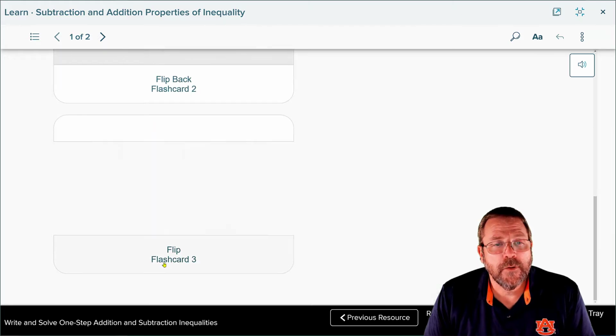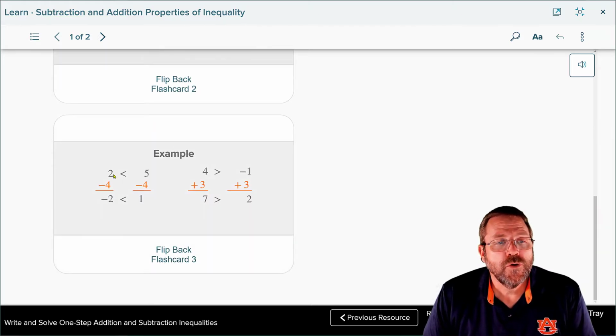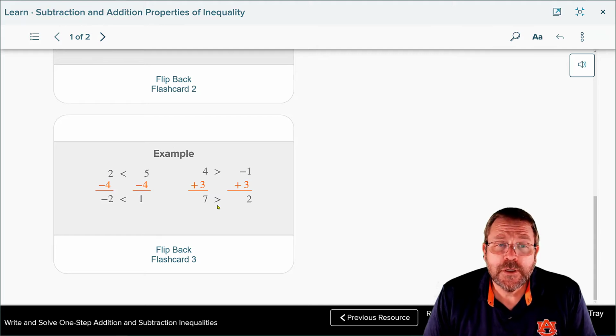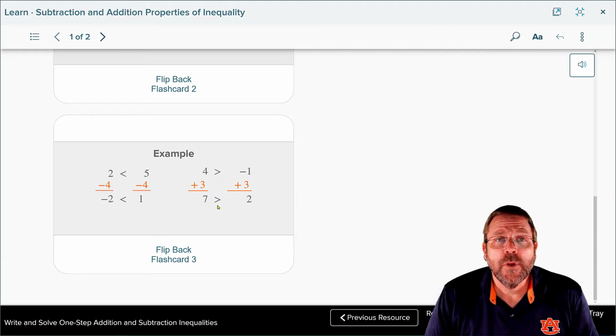And then an example of that, if 2 is less than 5 and you subtracted 4 from both sides, you get negative 2, which is still less than 1. If 4 was greater than negative 1 and you added 3 to both sides, you get 7, which is still going to be greater than 2. It works just like an equation.